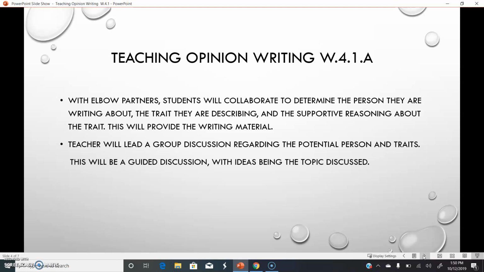In class, we will do a group discussion regarding the potential person and traits. This will be a guided discussion with ideas being discussed. So in other words, who is the person? What are the traits? I don't want to know why the traits are at this point. I just want to know what they are.